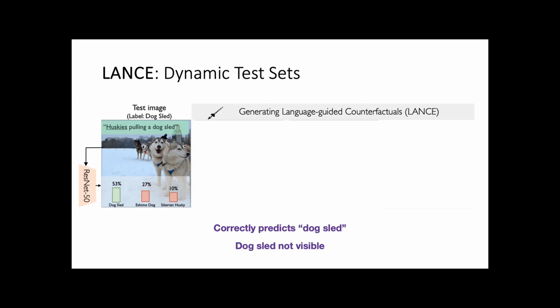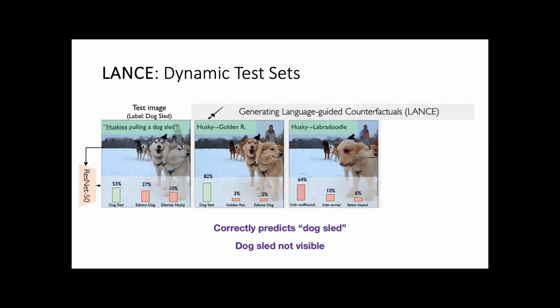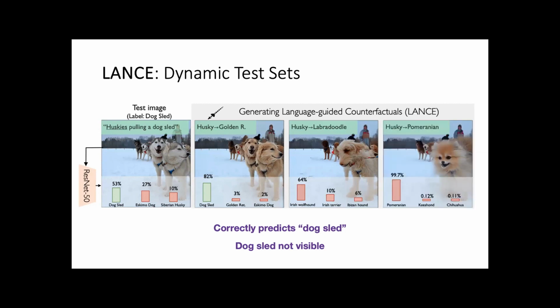So this is where our method Lance comes in. We are going to try to generate counterfactual images that can help us to identify conditions under which the model will fail. So for example, with this particular image, one thing that we could do is change the breed of dog. In this case, we changed the breed of dog from Husky to a Golden Retriever, and what we find is that we're still predicting dog sled. We could change it from a Golden Retriever to a Labradoodle, and we're no longer predicting dog sled, or even a Pomeranian. So what this is telling us is that perhaps there is some sensitivity under these conditions, or some correlation between dog breed and prediction of dog sled.